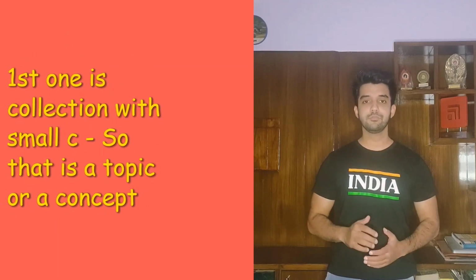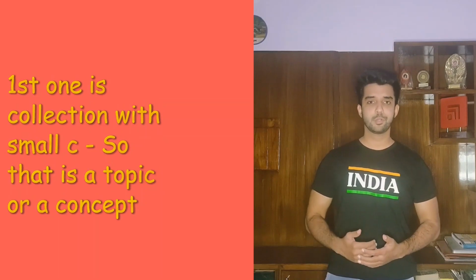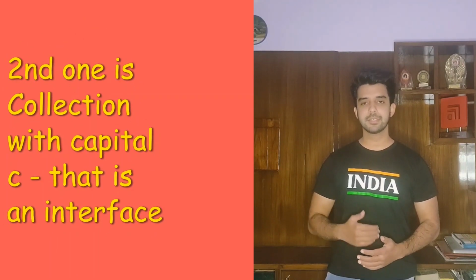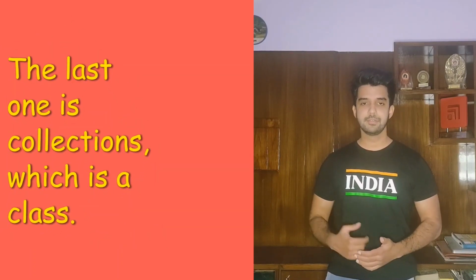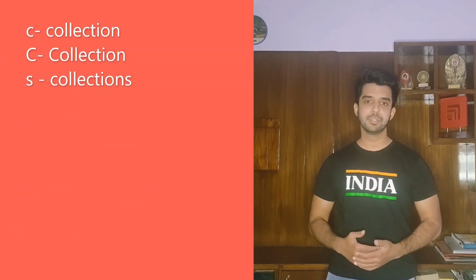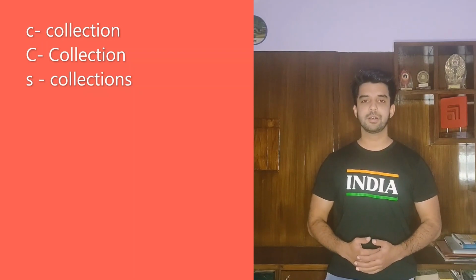First one is a collection with small c. That is a topic or a concept which we are going to discuss. Second one is a collection with capital C. That is an interface. And third one is Collections with an S in the end, that is a class. So I hope that these three different meanings are clear to you guys. Now let's deep dive into this topic. Let's start.